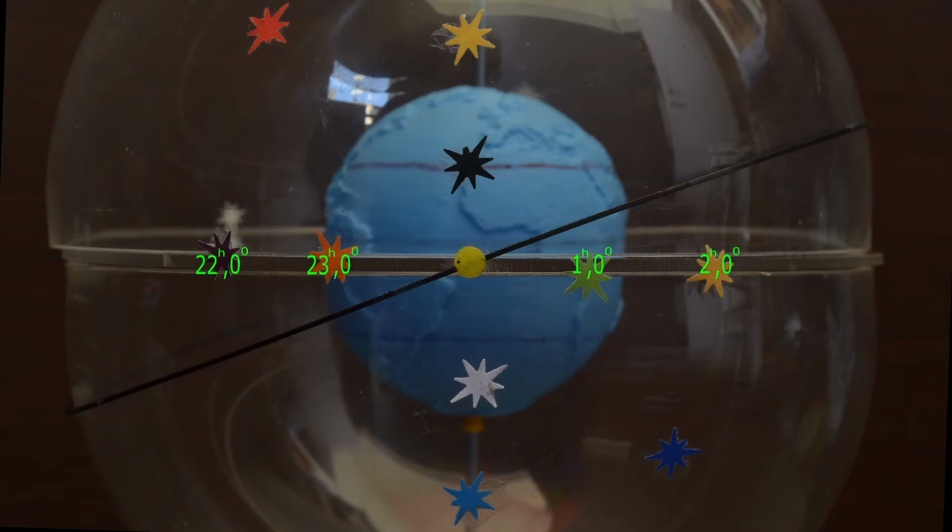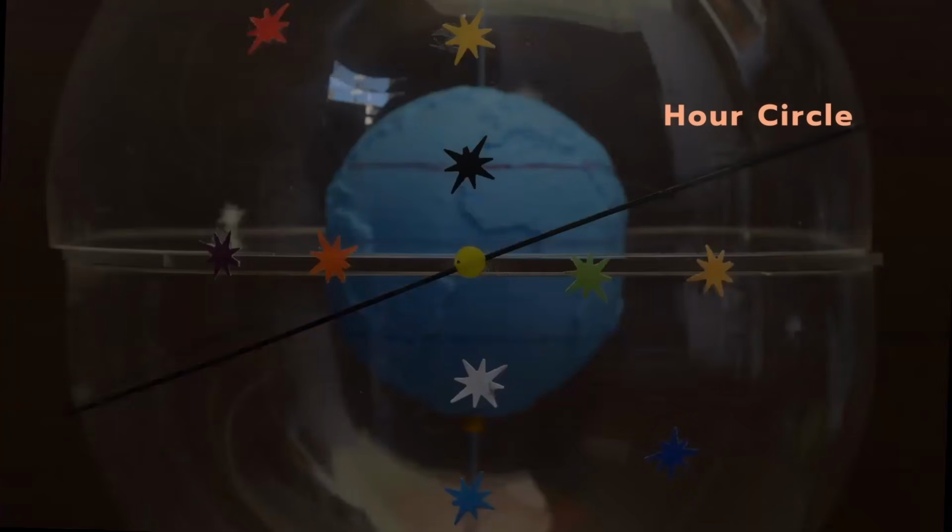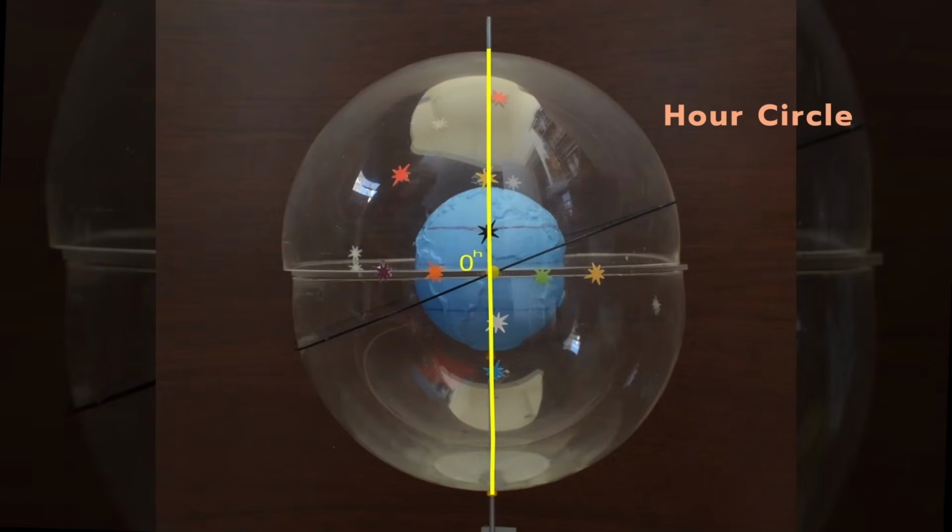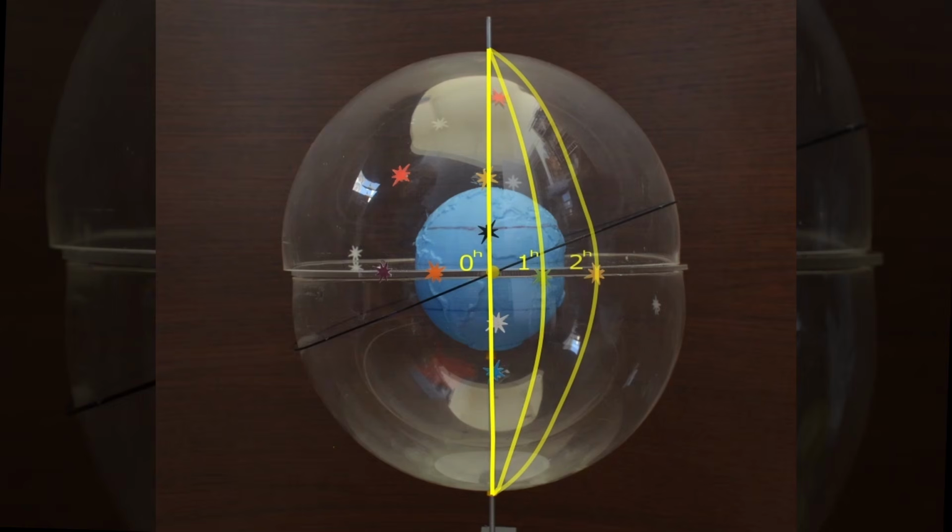Hour circle in astronomy is any great circle on the celestial sphere that passes through celestial poles. It is perpendicular to the celestial equator. The declination of celestial object is measured along its hour circle. This is 0 hour circle. This is 1 hour circle. This is 2 hour circle. This is 22 hour circle.